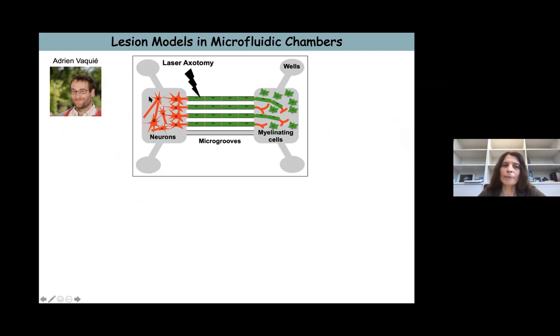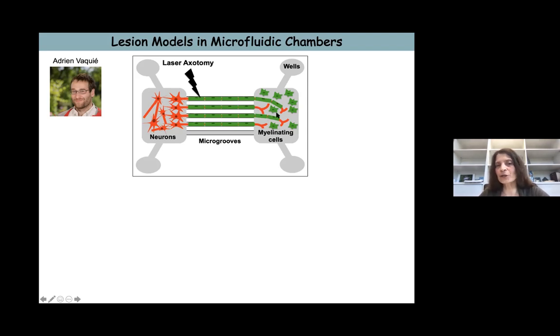So we use a classical microfluidic chamber with two chambers that are connected by microgrooves. In one chamber, we plate a primary neuron. We mostly use DRG neurons because they have long axons. These neurons have big cell bodies, so they remain in this chamber, but their axons grow through the microgrooves and invade the second chamber.